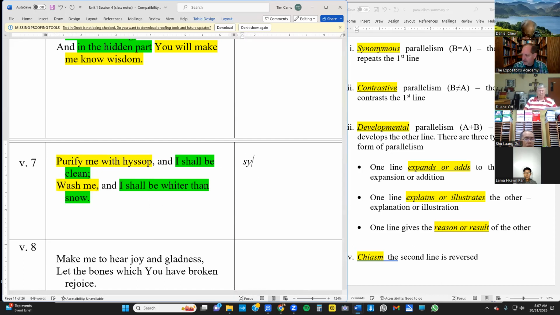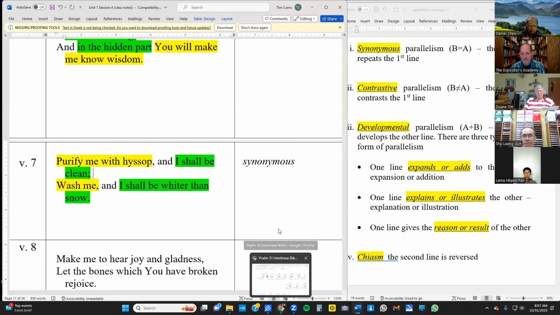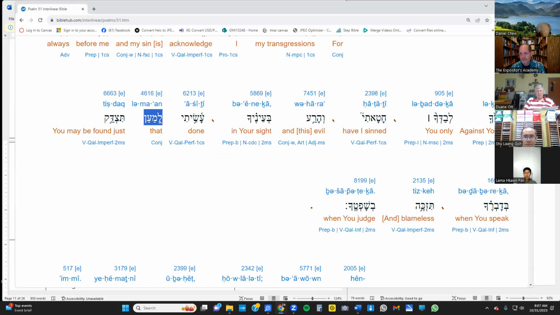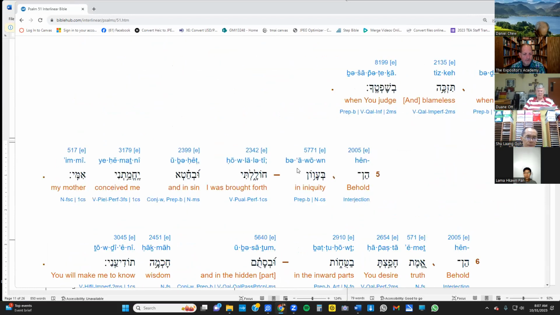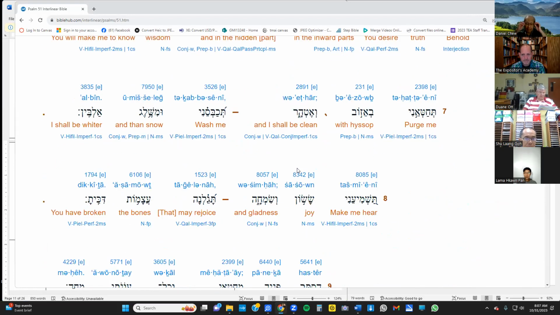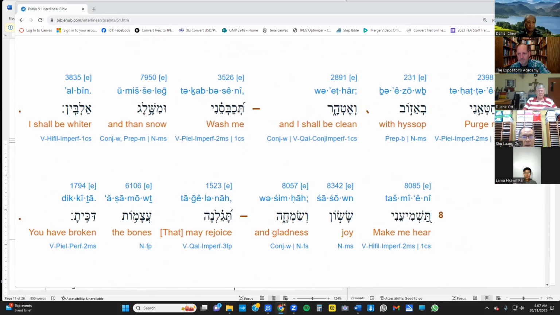That's clearly synonymous. And now that we're seeing a pattern with David, we have to ask the question, is it a chiasm? Because the English translation does not show that. It just shows the same word ordering. So what we want to do then is go check out our interlinear here, and go to verse 7.